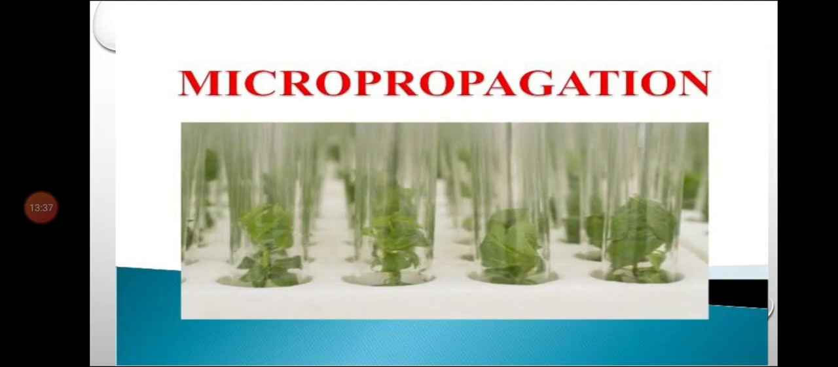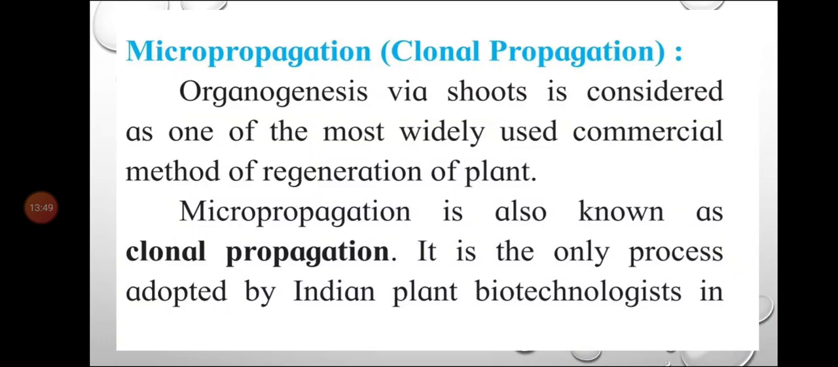Okay. When I say micropropagation, it is a part of the tissue culture technique. Okay, I have discussed organogenesis. Organogenesis means the development of root and shoot. Okay, micropropagation is also known as clonal propagation. The other name is clonal propagation. Okay, organogenesis via shoot is considered one of the most widely used commercial methods of regeneration of plants. Organogenesis means the development of shoot and root, and among that, the development of shoot is considered the most widely used commercial method for regeneration of plants.